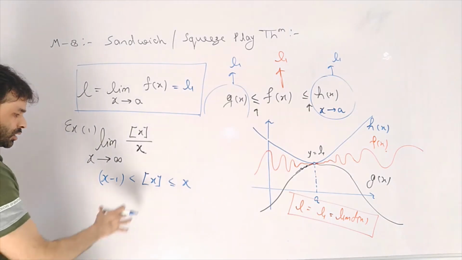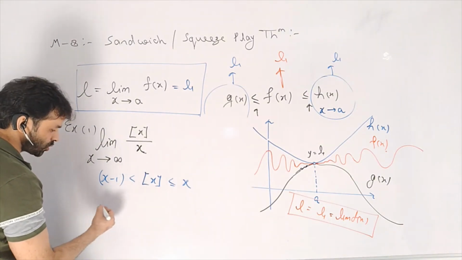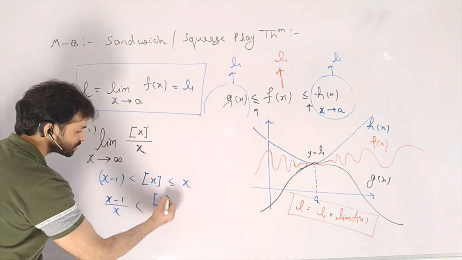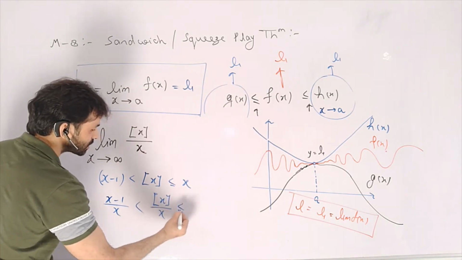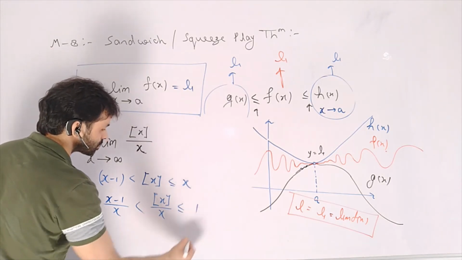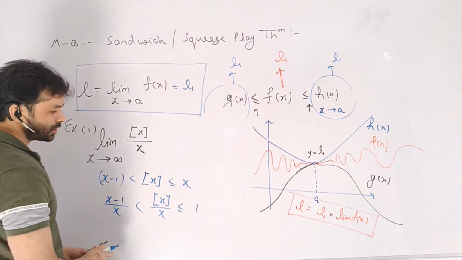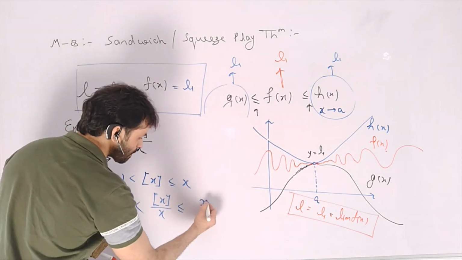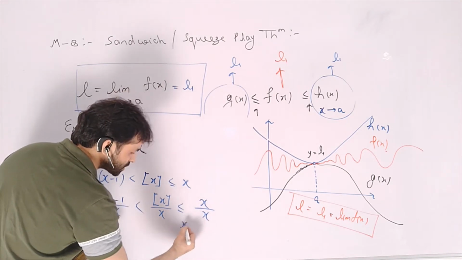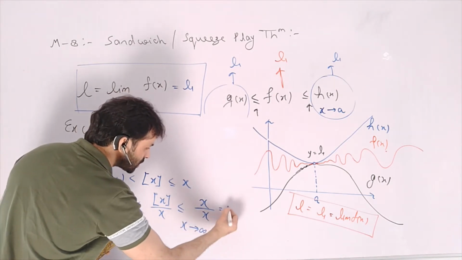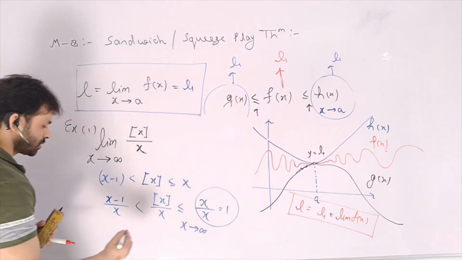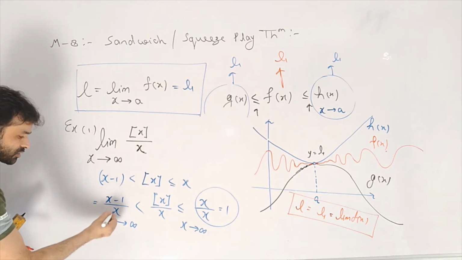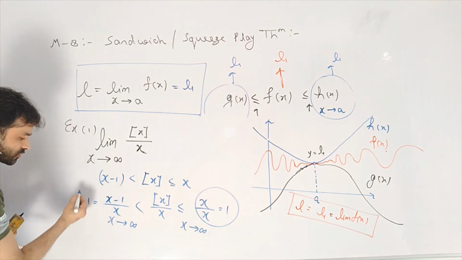Okay. Now dividing by x. So what we get: (x minus 1) by x is less than (greatest integer x) by x, which is less than x by x, that is 1. So for x tends to infinity, the value is 1 here. And here again for x tends to infinity, it is infinity by infinity form, a naught by b naught, value is 1.